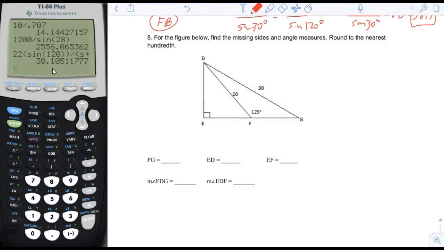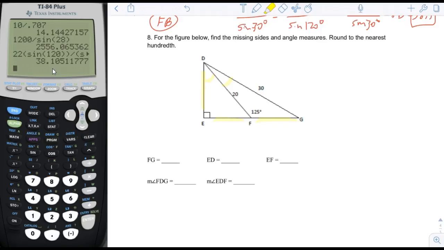All right, let's see. We are going to figure out some of these unknown lengths, and I'm going to mark the ones that we want to know. We want to know FG. We want to know ED. We want to know EF. And we want to know angle FDG. FDG is this angle. And we also want to know the angle EDF, which is this angle here.